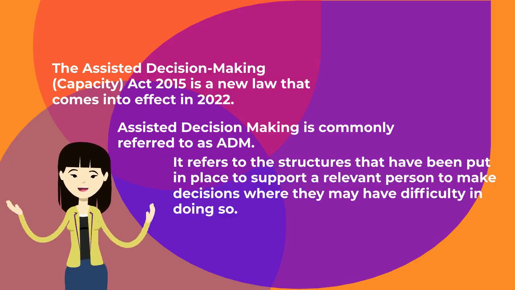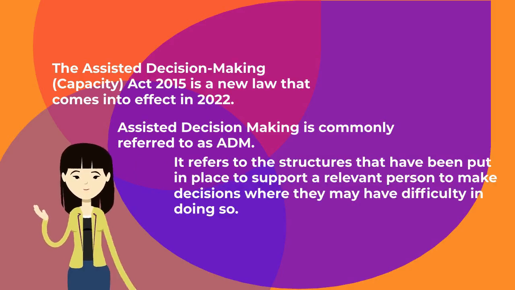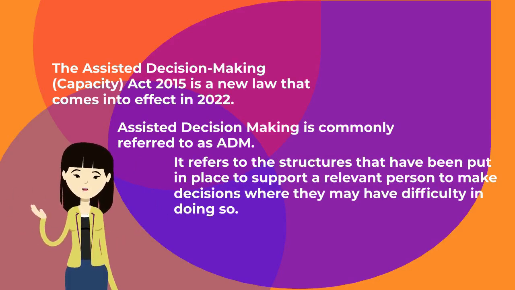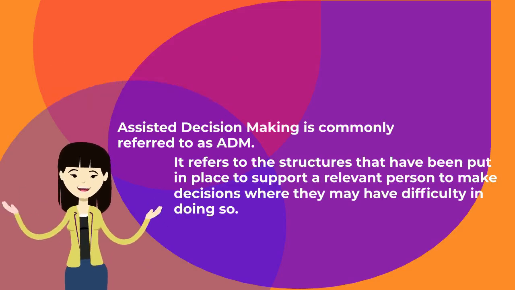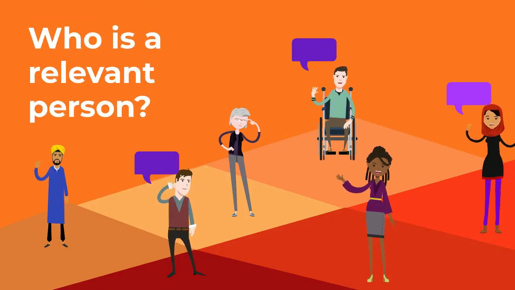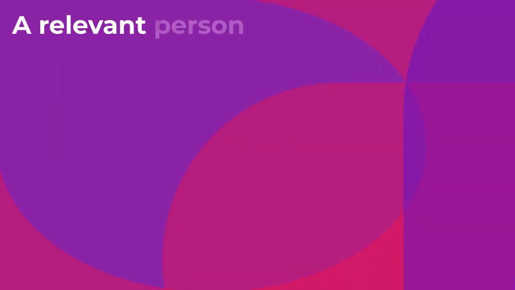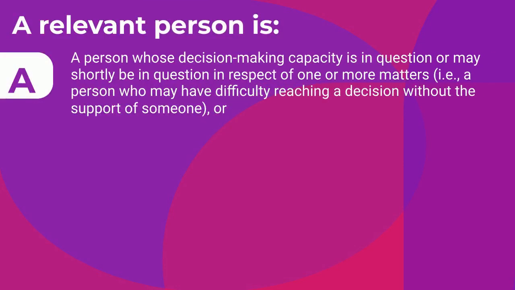It refers to the structures that have been put in place to support a relevant person to make decisions where they may have difficulty in doing so. Who is a relevant person? A relevant person is A, a person whose decision-making capacity is in question, or may shortly be in question, in respect of one or more matters. That is, a person who may have difficulty reaching a decision without the support of someone.